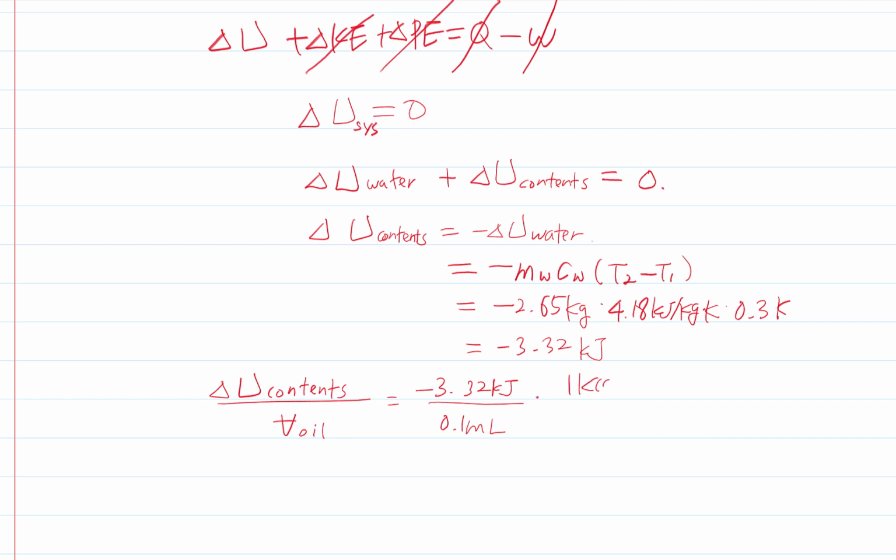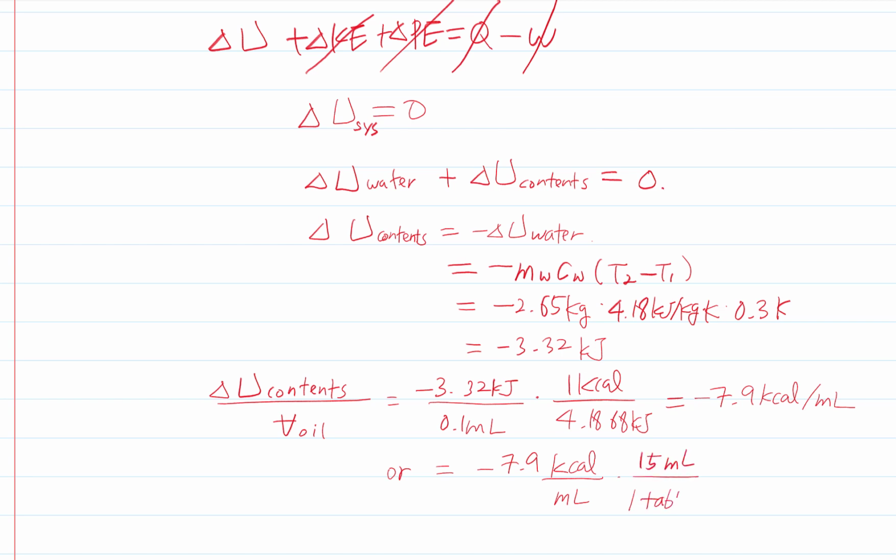And 1 kilocalorie is 4.1868 kilojoule. Or 119 kilocalorie per tablespoon.